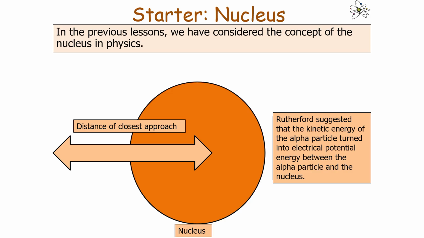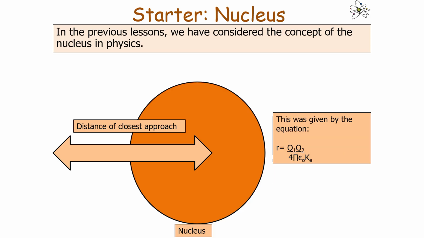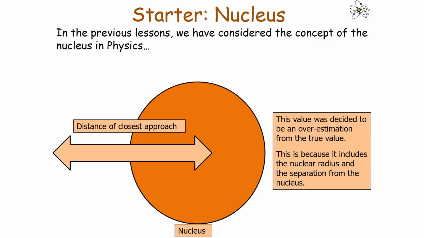So Rutherford suggested that the kinetic energy of the alpha particle turns into electrical potential energy between the alpha particle and the nucleus, and this is given by the equation r is equal to Q1 Q2 over 4 pi epsilon 0 times the kinetic energy. Now this value was decided to be an overestimation of the true value because it includes not only the nuclear radius but the separation between the alpha particle and the nucleus itself.